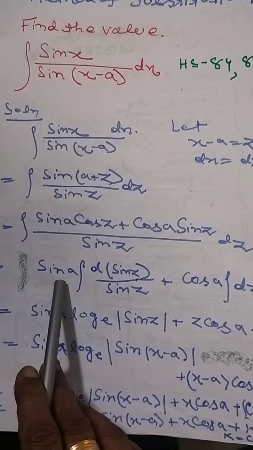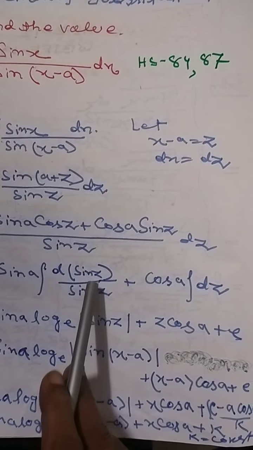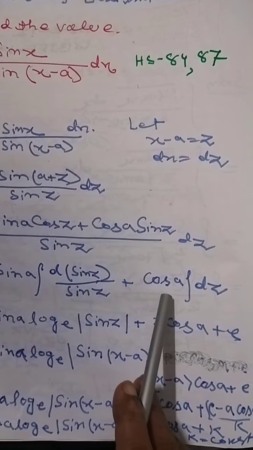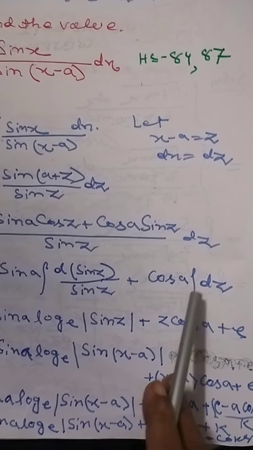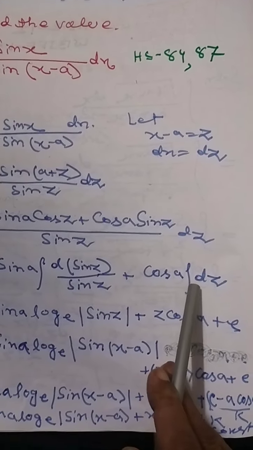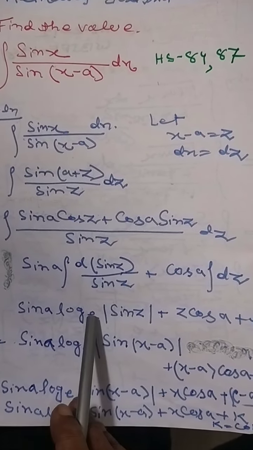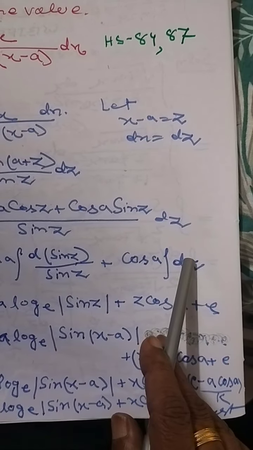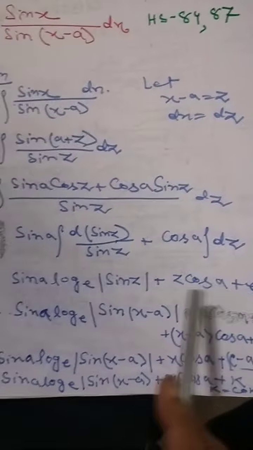First part, sin a taken outside, integration of cos z by sin z, plus cos a taken outside, integral of sin z by sin z. Sin z will be cancelled, so here will be 1 dz. Now sin a log e mod sin z plus cos a, integration of 1 dz is z, so z cos a plus c.